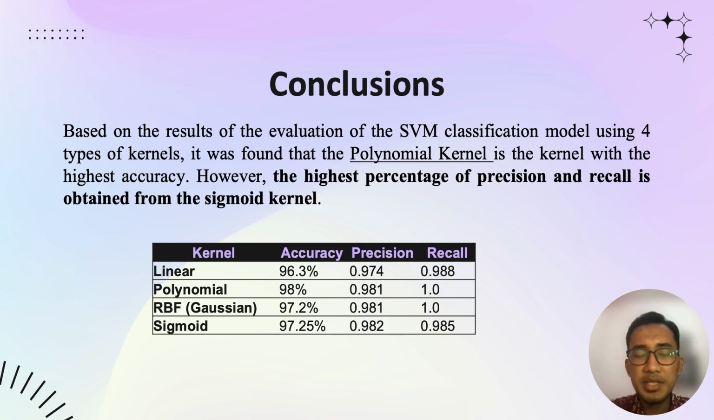Kernel linear with accuracy 96.3%, precision 0.974, and recall 0.98. Kernel polynomial 98% with precision 0.98 and recall 1.0. And RBF Gaussian kernel 97.2% with precision 0.98 and recall 1.0. Last, kernel sigmoid with accuracy 97.25%, precision 0.982, and recall 0.985.